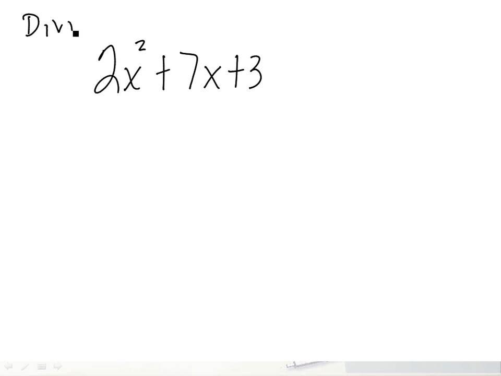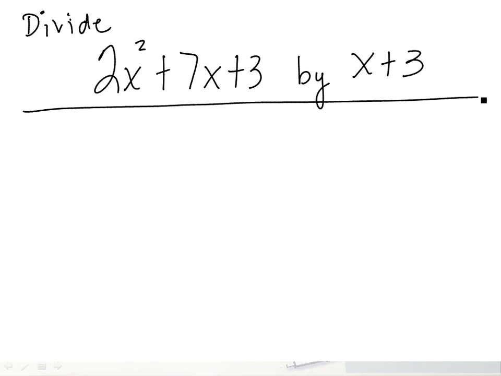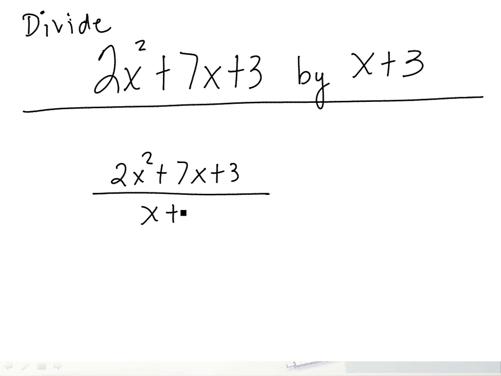Okay, let's look at 2x squared plus 7x plus 3, and we're going to divide 2x squared plus 7x plus 3 by x plus 3. Now what this means is you can rewrite it like so: 2x squared plus 7x plus 3 divided by x plus 3.